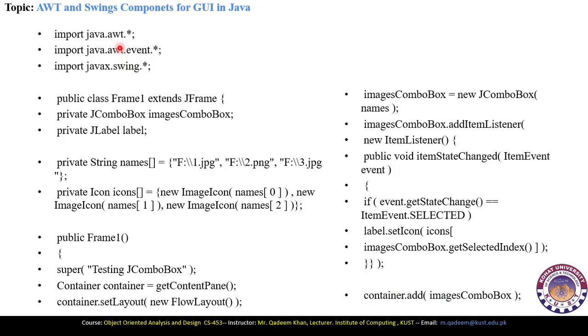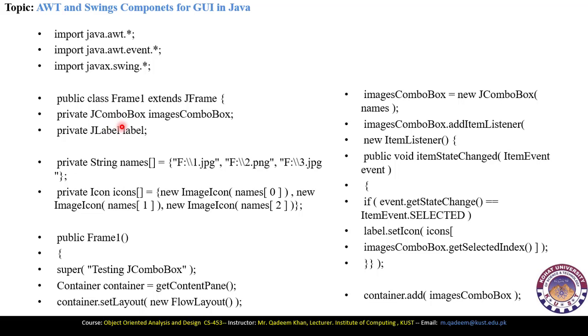In this code, first we have some libraries. The libraries are import java.awt.*. This is a package or a library which is responsible for creating the JFrames. And here is another library, java.awt.event.*. This is a package which is used to create the events. For example, public void itemStateChanged event. Then we have the import javax.swing.* library. This is a library which is used to create the Swing components, which includes JComboBox and similarly JLabel.